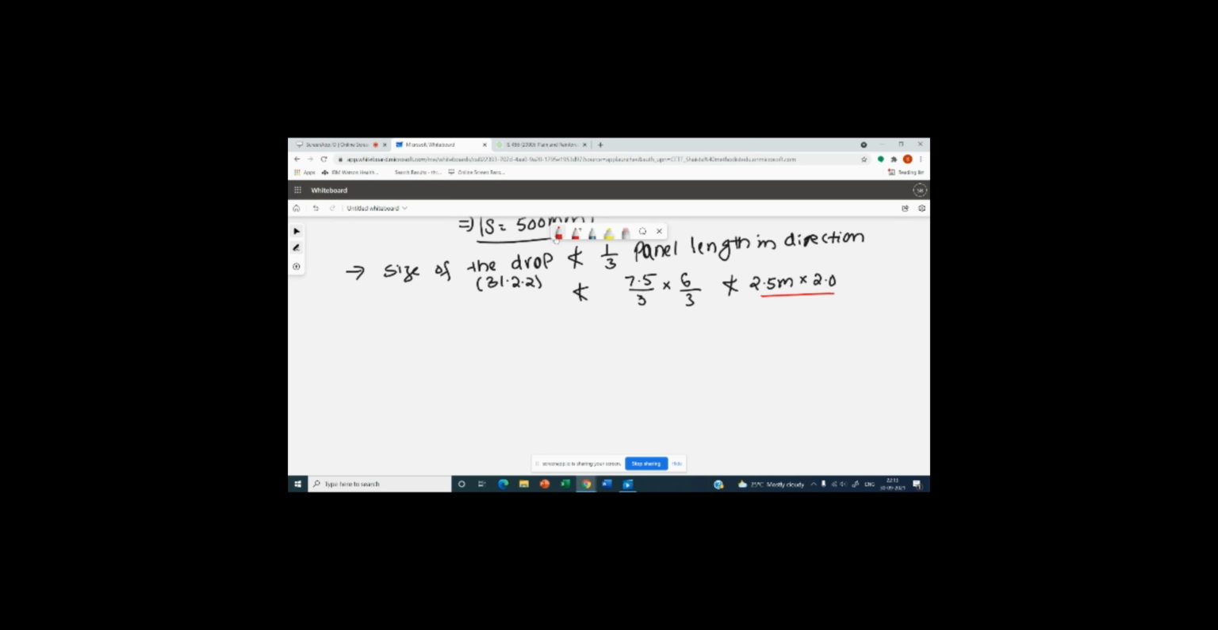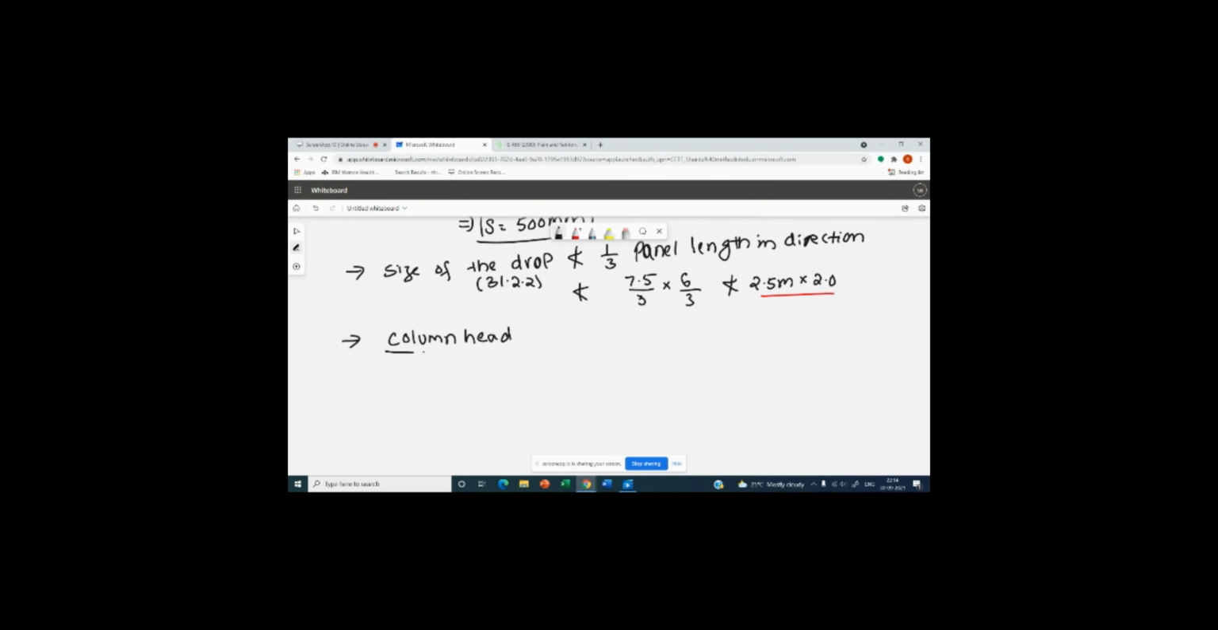Then it is also given in the question to provide a column head. So let us see what should be the diameter of the column head at the top. You know what a column head is? At the top of the column, the size of the column is flared up, increased. That is called a column head. So how much should it be increased?